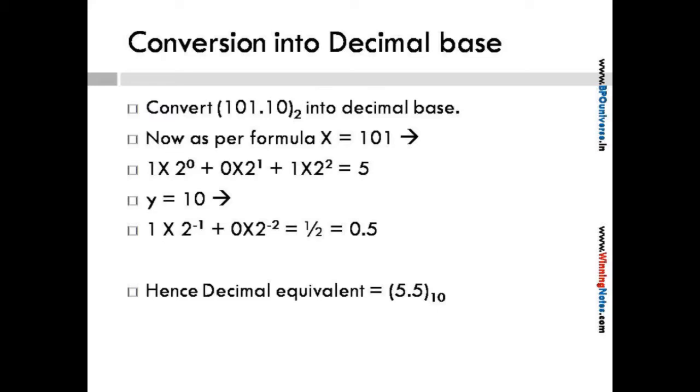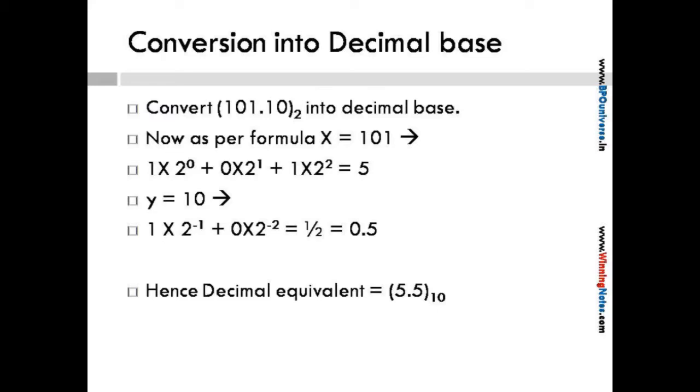Now as per the formula, we take the part x, which is the integral part, and we take the rightmost digit, which is 1 in this case, and we multiply that 1 by 2, and 2 will have a power of 1 minus 1. 1 minus 1 happens because this digit 1 is on the first place, or on the units place. For units place we will take the power as 1 minus 1, for tens place it will be 2 minus 1, for hundreds place 3 minus 1, and so on.